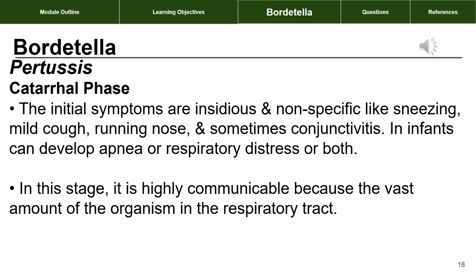In the catarrhal phase of your pertussis, the initial symptoms are insidious and non-specific. So you have your sneezing, mild cough, runny nose, and sometimes conjunctivitis. In infants, they can develop apnea or respiratory distress or both. In this stage, it is highly communicable because of the vast amount of the organism in the respiratory tract.